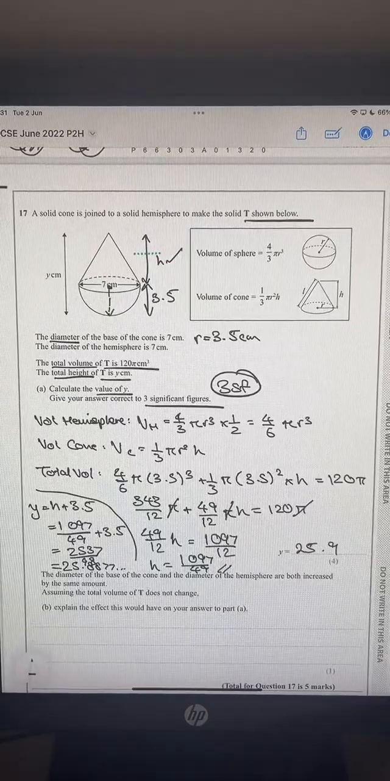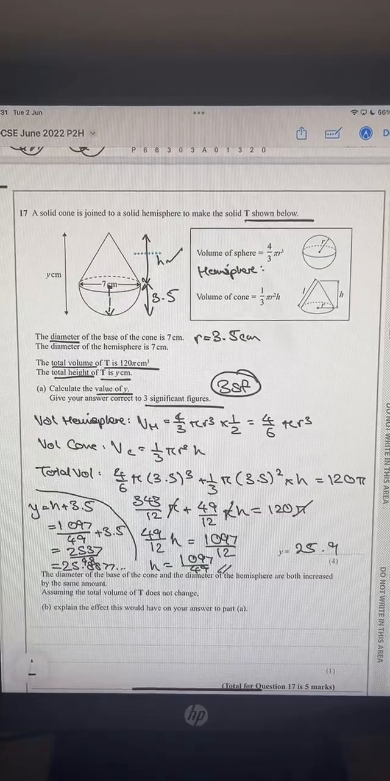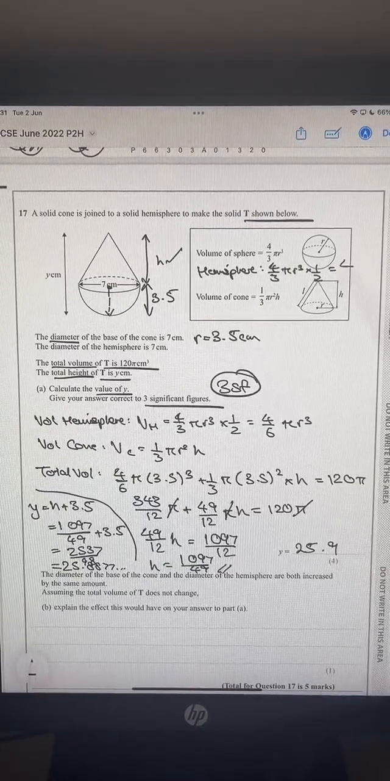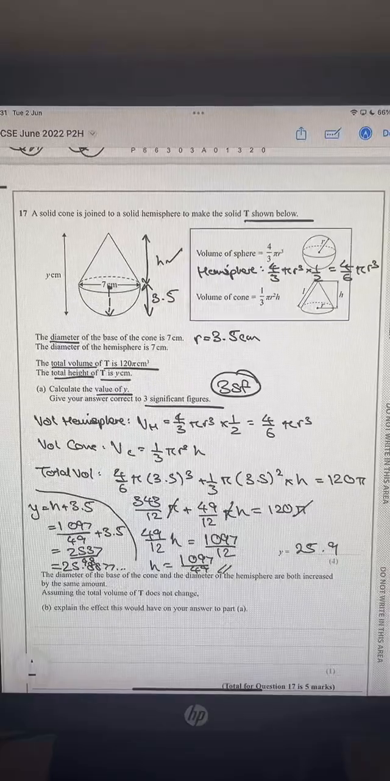So the volume of a sphere is 4/3 pi r cubed. So the volume of a hemisphere is half of this. So 4/3 pi r cubed times by a half. So I do 3 times 2, which gives me 4/6 pi r cubed. Hopefully that makes sense why it's 4/6. And yes, 4/6 is smaller than 4/3.